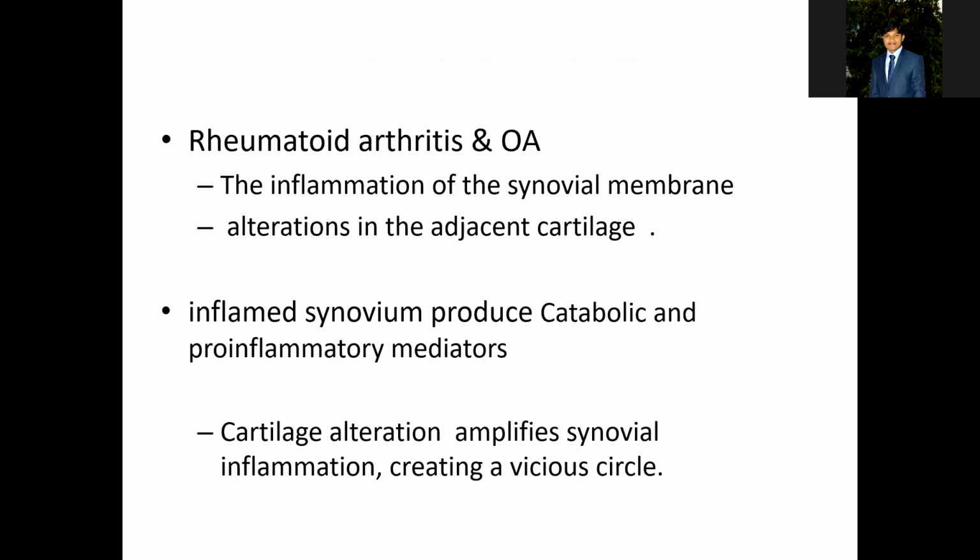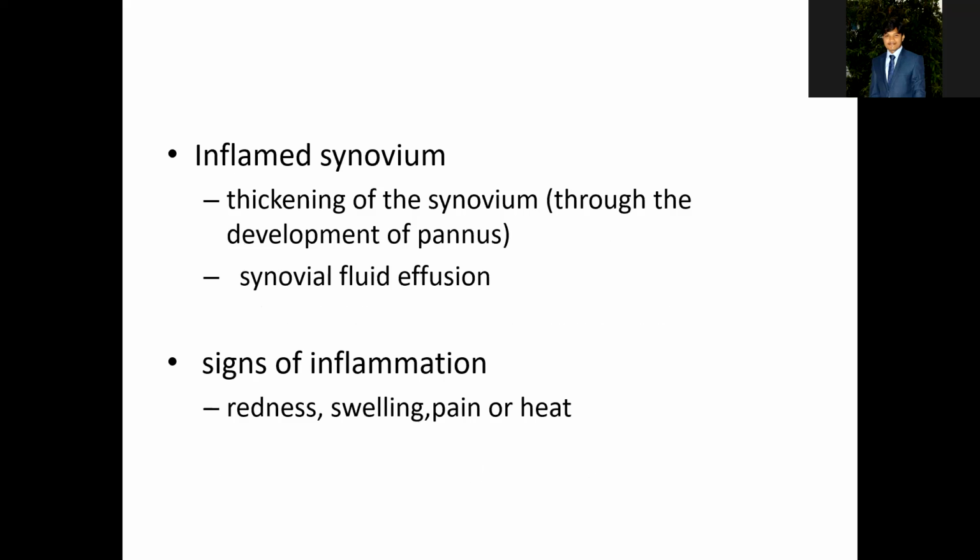There is inflammation of the synovial membrane with alteration of the adjacent cartilage. Inflamed synovium produces catabolic and pro-inflammatory mediators. The catabolic and pro-inflammatory mediators cause cartilage alteration. It creates a vicious cycle. And inflamed synovium presents with synovial fluid effusion and thickening of the synovium with signs of inflammation: redness, swelling, pain, and heat.